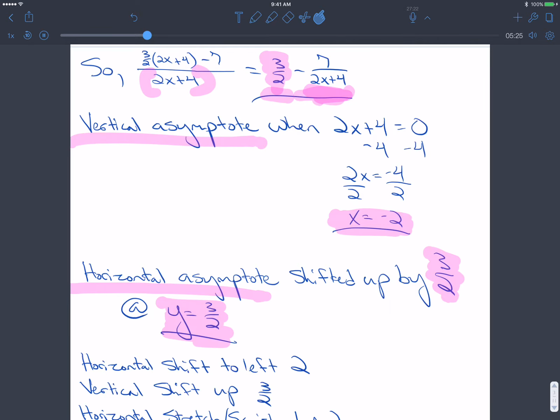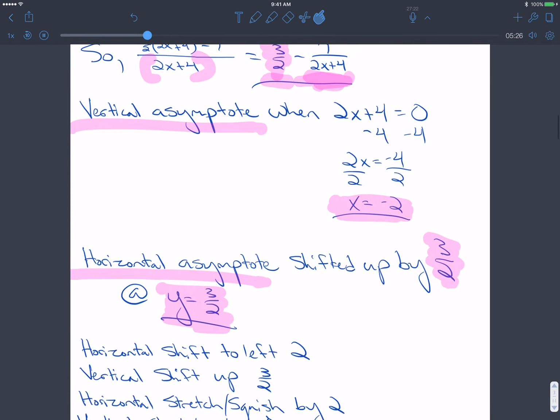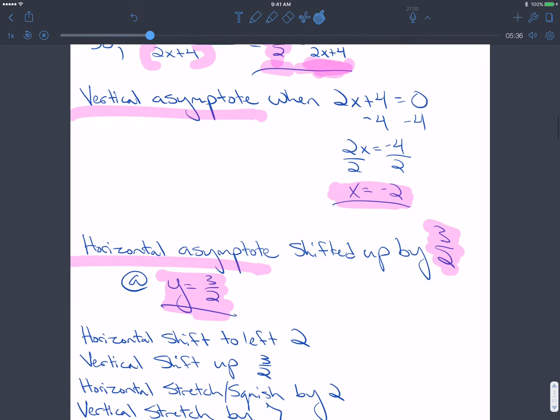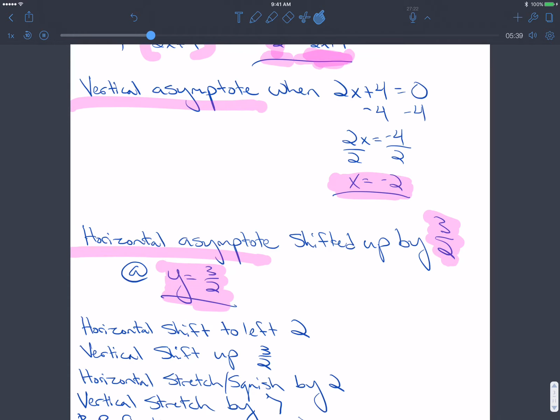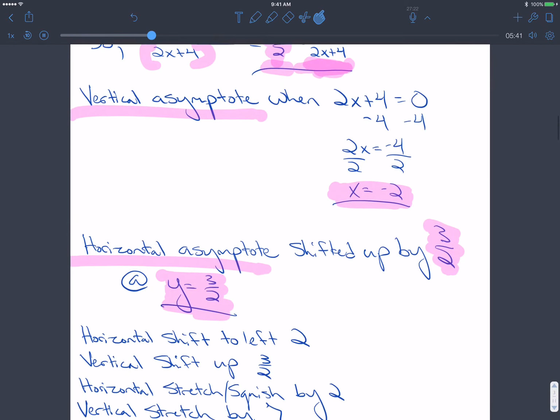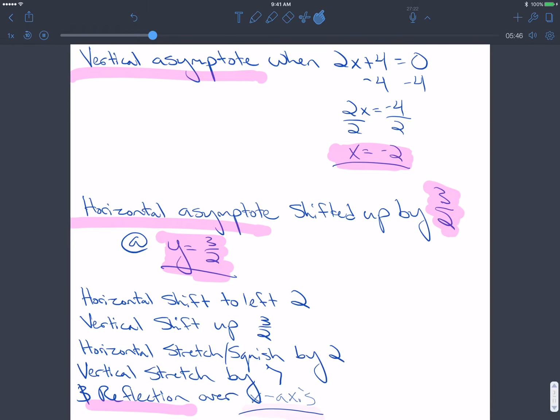What we are also seeing by the form that we have, the 3/2 minus 7 over 2x plus 4, is that there's horizontal stretch or squish by a factor of 2, and there's a vertical stretch by a factor of 7, but then there's a negative in front of that function, which means that it also will have reflection over our x-axis, okay? So this is a little bit tricky, but what's happening is I'm multiplying the function by a negative, so the whole thing flips, okay?